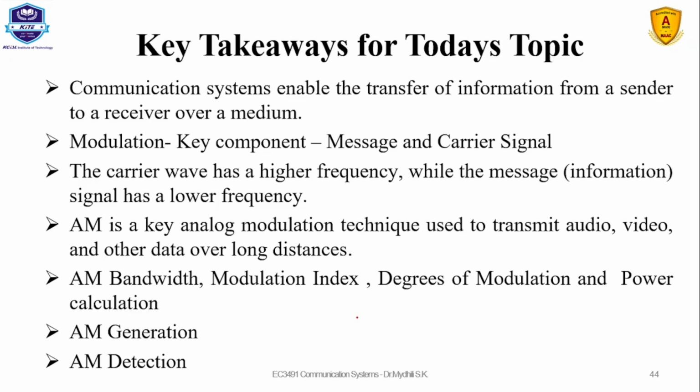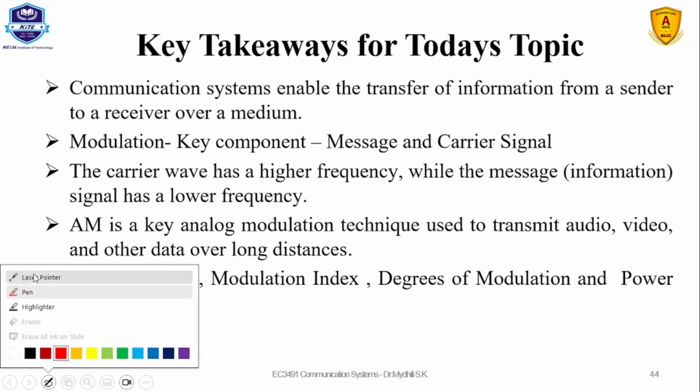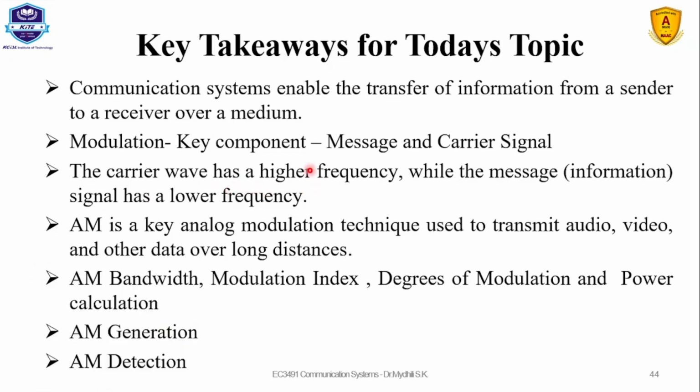So we have studied the communication system, enabling the transfer of information from a sender to a receiver over the medium, that is the channel. And the key components of modulation here are the message signal, which is a low frequency signal, and the carrier signal, which is a high frequency signal. The carrier wave has the highest frequency, as I have mentioned earlier, and the message signal has a low frequency.